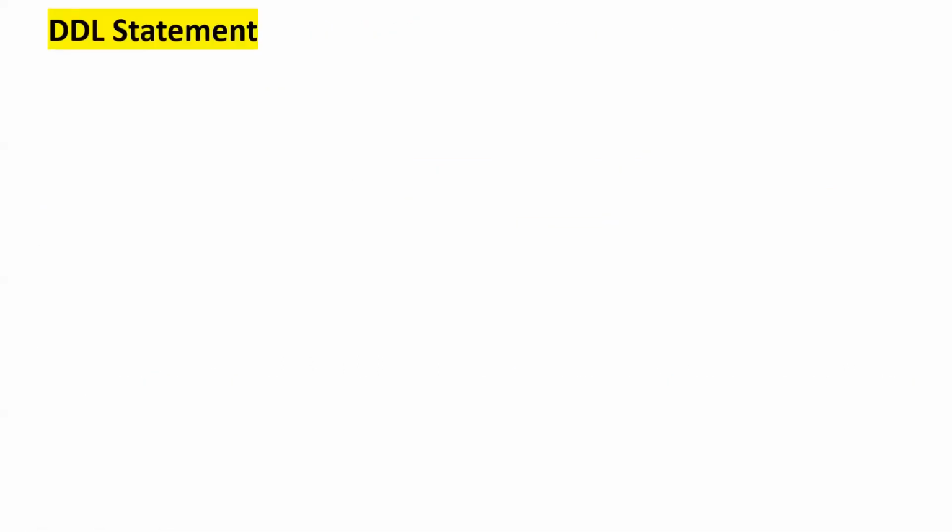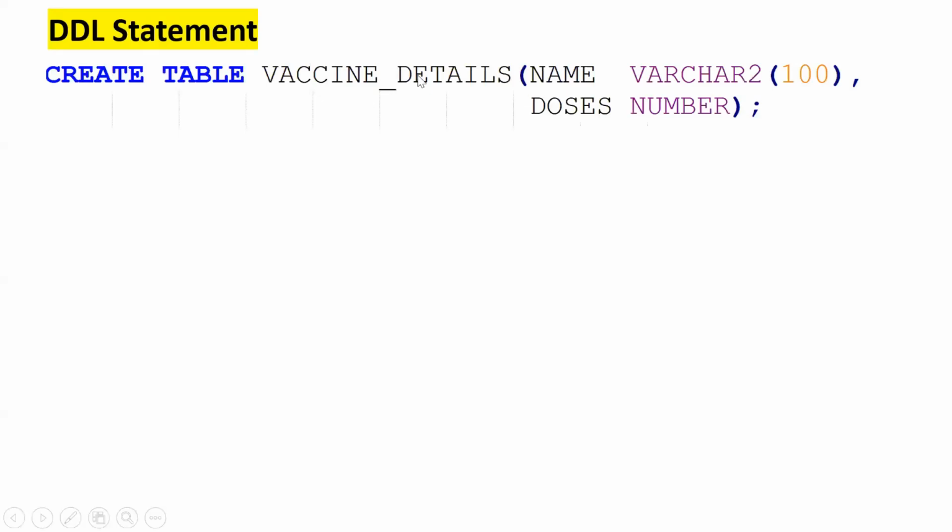For this purpose we need a DDL statement, that is data definition language, the CREATE statement. I'm trying to create one table with the same data. Remember, whenever you get any requirement, try to create dummy data so that it is easy to understand things clearly. So I'm creating one table, vaccine details. It has two columns, name and dose. Name is a VARCHAR2 and dose is number data.